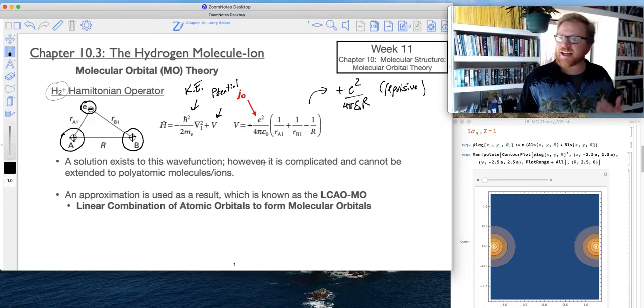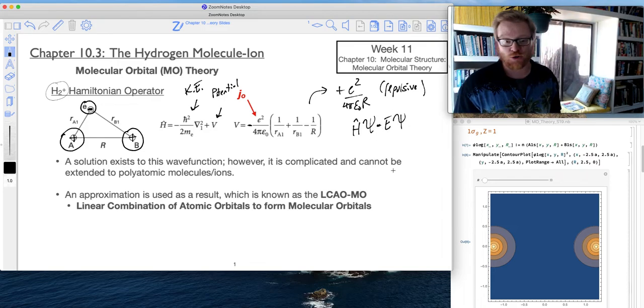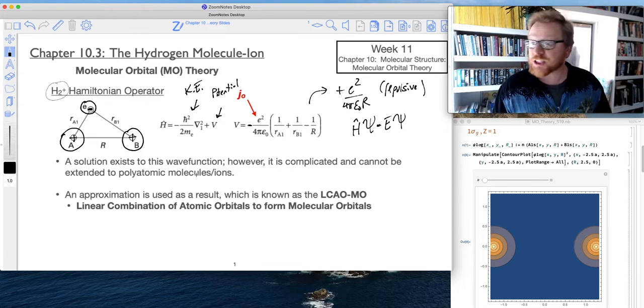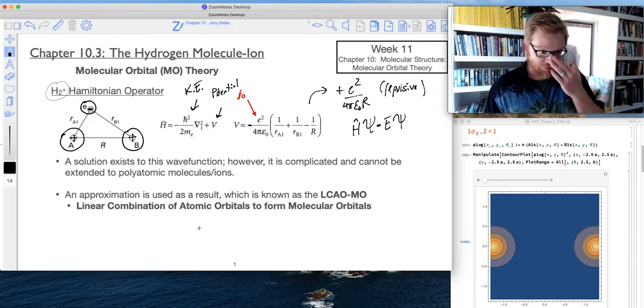So there's three effects going on here, right? There's the repulsion of the two nuclei, there's the attraction of the electron to atom A, and there's also the attraction of the electron to atom B. And of course, we would solve the Schrodinger equation for this situation. And a solution does exist for this. However, it's complicated, and it can't be extended to polyatomic molecules or ions, so more than just our simple linear molecules, okay?